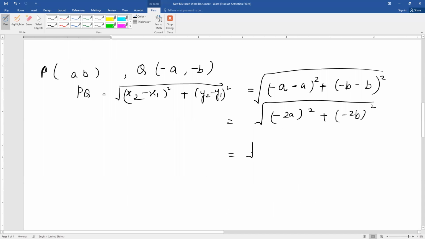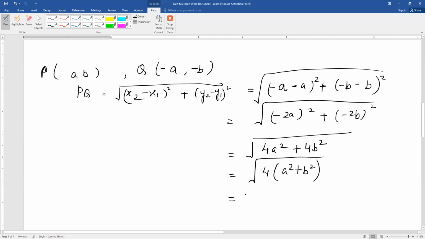This gives you 4a square plus 4b square. 4 common, a square plus b square under the root. Now when we take this out of the root, तो 4 तो बाहर निकल के आ जाएगा and it will be 2. पॉजिटिव वैल्यू ही लेंगे हम, डिस्टेंस है और रूट के अंदर रह जाएगा a square plus b square. I hope you have understood the application of distance formula. By applying this formula, you can now solve exercise 7.1.